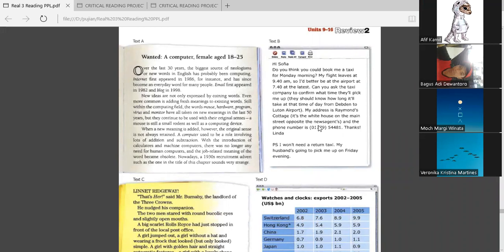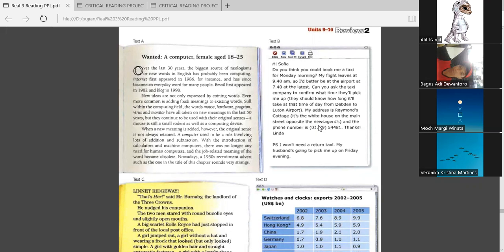Wanted: a computer, female, age 18 up to 25. Come on, Marki. Hello. Marki, there is no... Gagarin, go on. Wanted: a computer, female, age 18 until 25.